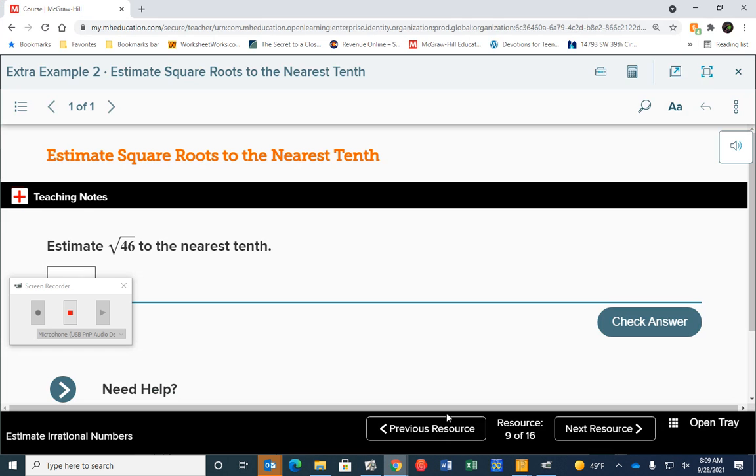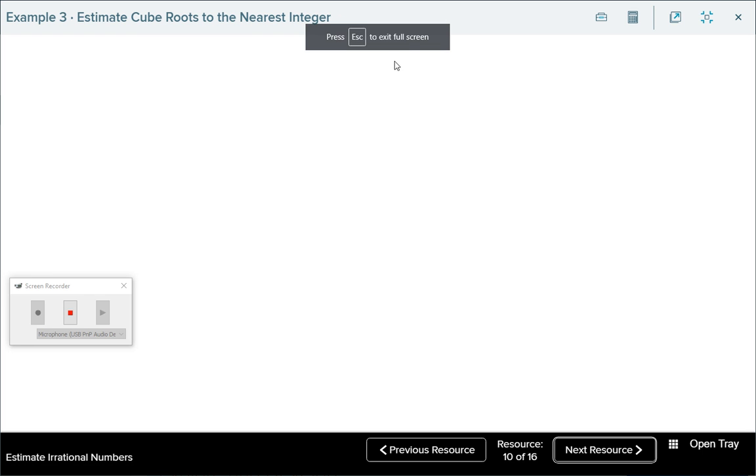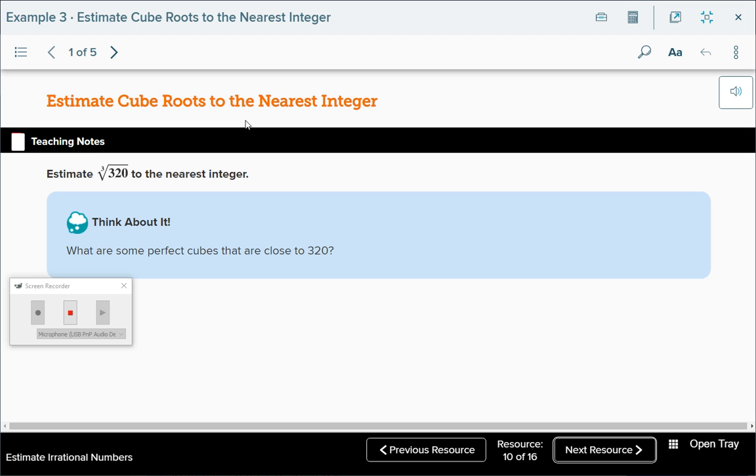Look at the next part now. This next one, cube roots. Now, what's going to come in very handy when you're doing cube roots? Your chart. You guys have your chart? Where's your chart? Here's your chart.